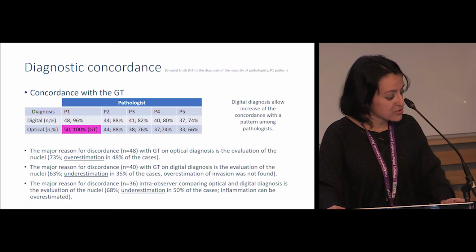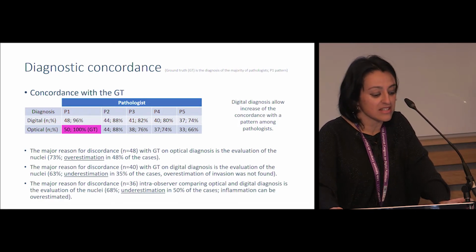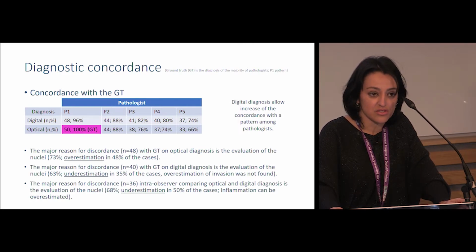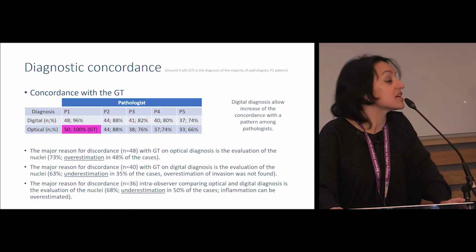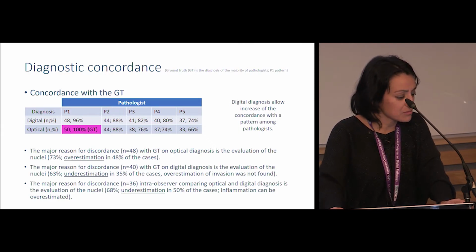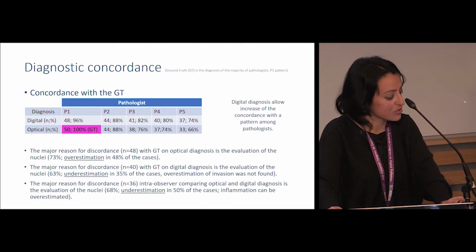I cannot say for sure the reason for this, but digital diagnosis allowed an increase in the concordance with the pattern among pathologists. And this, in the setting of thyroid pathology, could make the difference. You know, there are many trainees all around the world that spend a huge amount of time just training their eyes to see: this is PTC nuclei, this is not. So this could be a tool that could help pathologists to become more concordant.